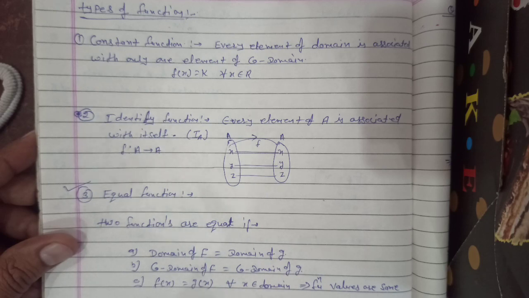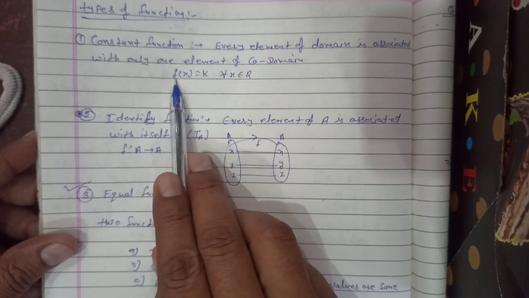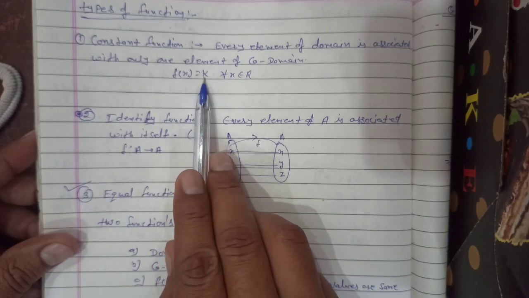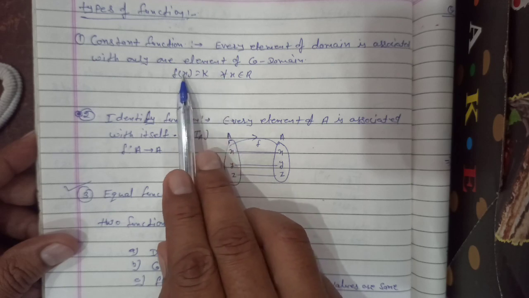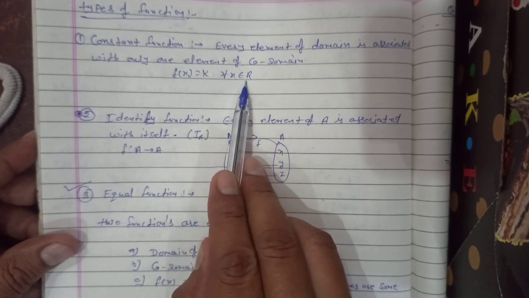It means in a set, all the elements have the same image. Here the function is to be defined as f(x) = k, where all the elements x belong to R.